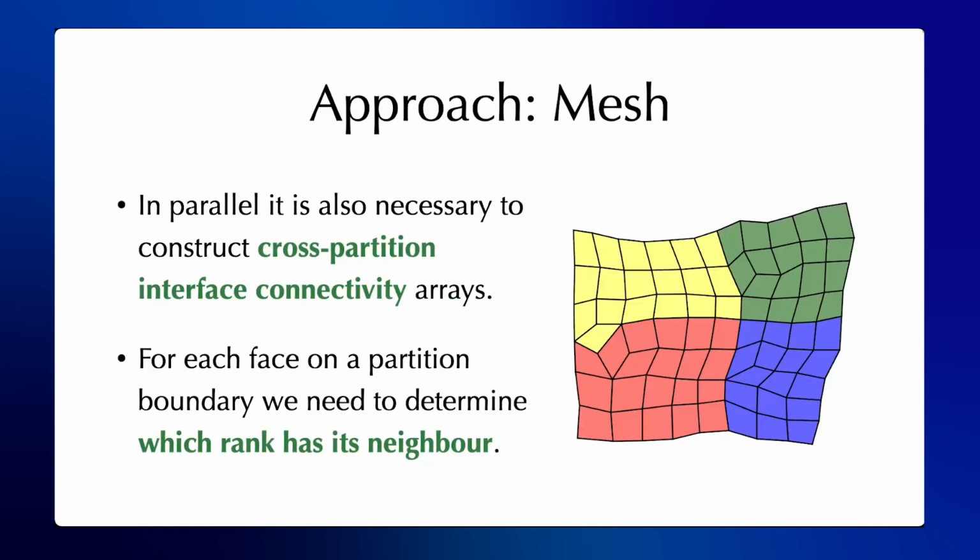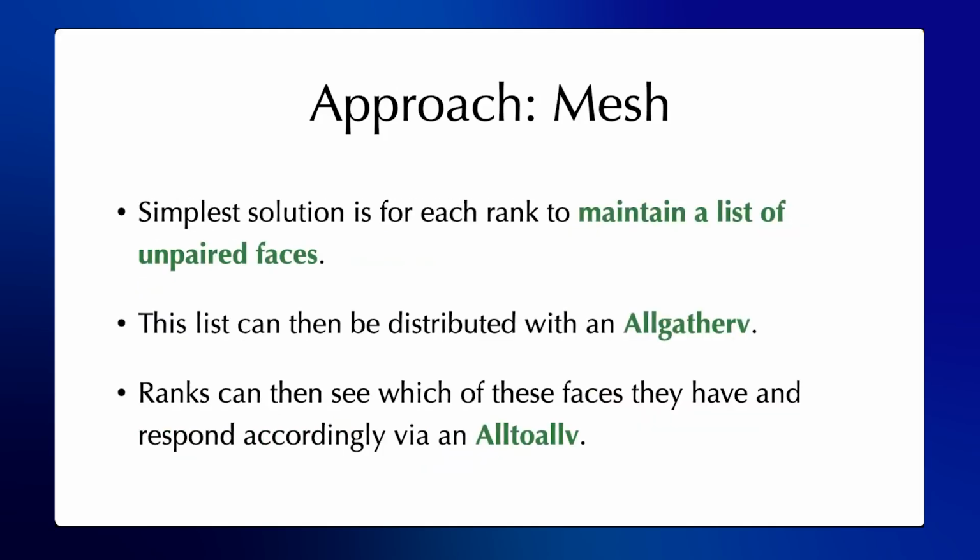Now, onto the fun bit. When you're running in parallel, you need to reconstruct these connectivity arrays. It's good fun. For each face on a partition boundary, we need to determine which rank has its neighbor so we can do our MPI communication. Now, the easiest way to do this is for each rank to attempt to construct its connectivity array and then just maintain a list of unpaired faces. So where we are connected to an element that isn't a boundary and that we don't have.